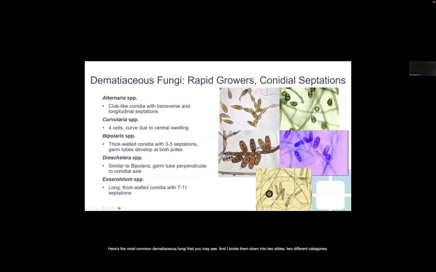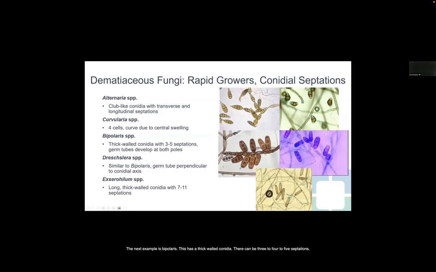Here are the most common dematiaceous fungi that you may see. And I broke them down into 2 slides, 2 different categories. The first group here are rapid growers, and they have conidial septations. Alternaria is shown here. It's a club or hand grenade-like morphology, and there are transverse as well as longitudinal septations. The next is Curvularia. There are usually 4 cells present. And with these, there's a central swelling and it causes the curve. These look like croissants, and typically that subterminal unit is the one that is the most darkly pigmented as well.